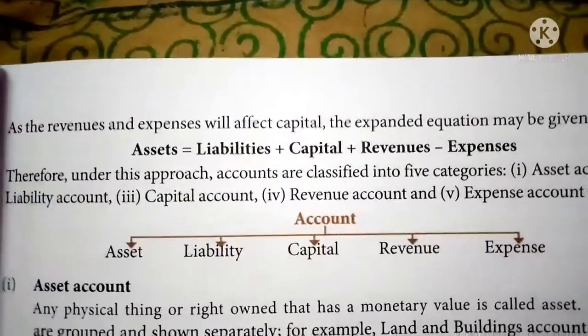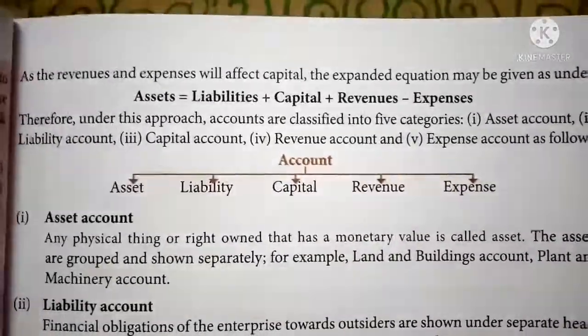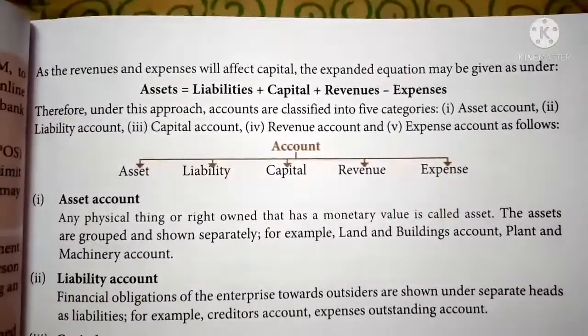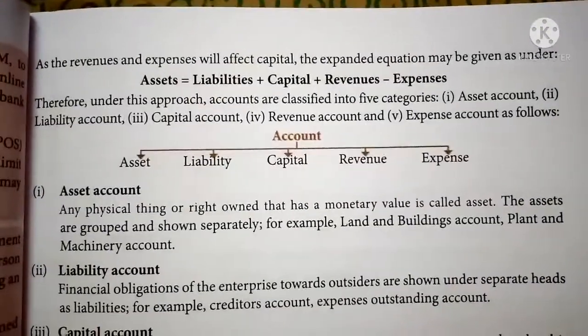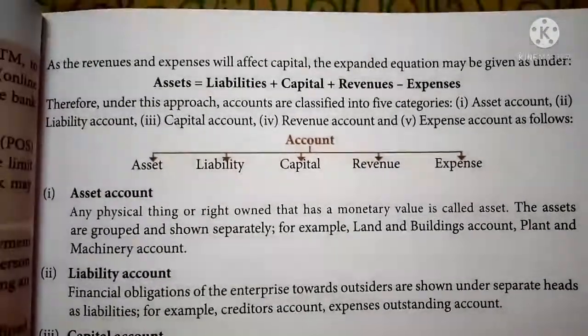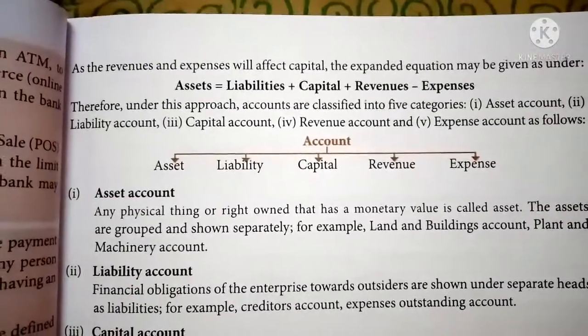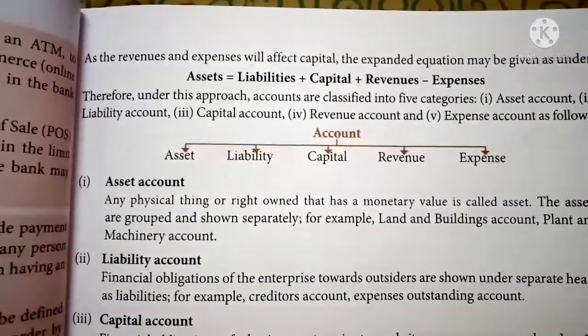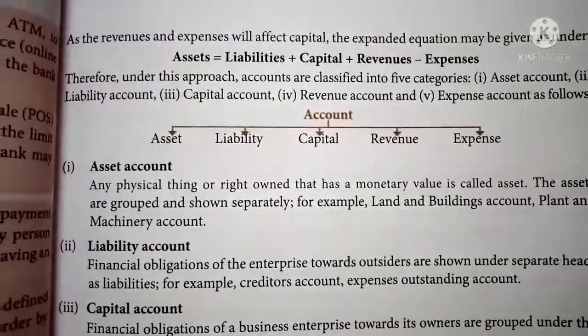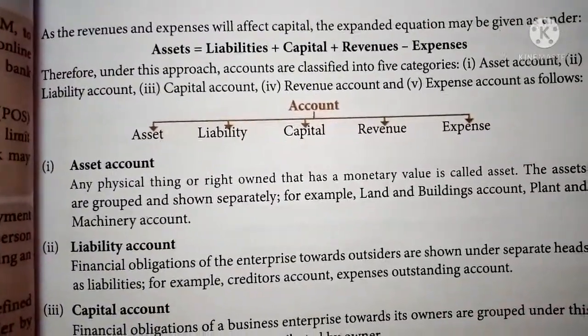As revenue and expenses will affect capital, the expanded equation may be given as: assets is equal to liabilities plus capital plus revenue minus expenses. It is an expanded form of the equation.